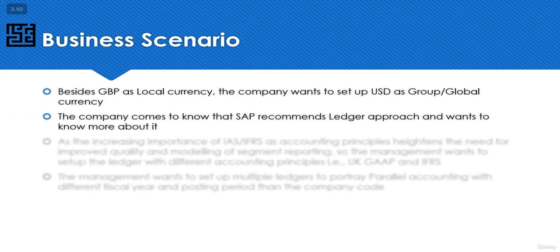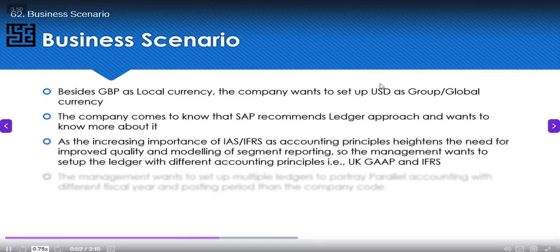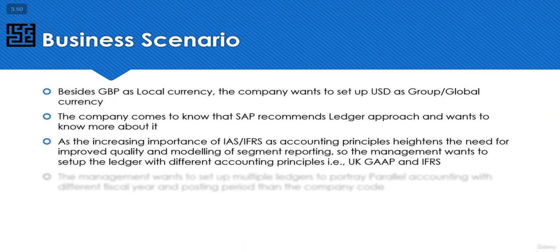The company comes to know that SAP recommends the ledger approach and wants to know more about it. With the increasing importance of US GAAP or IFRS as accounting principles heightening the need for improved quality and modeling of segment reporting, the management wants to set up ledgers with different accounting principles, that is UK GAAP and IFRS. Here, GAAP represents generally accepted accounting principles and IFRS represents international financial reporting standards.